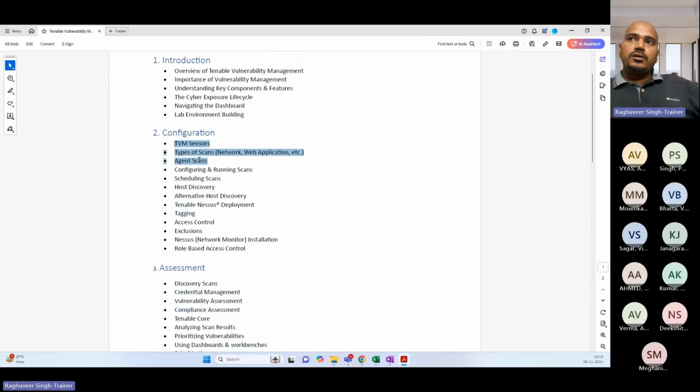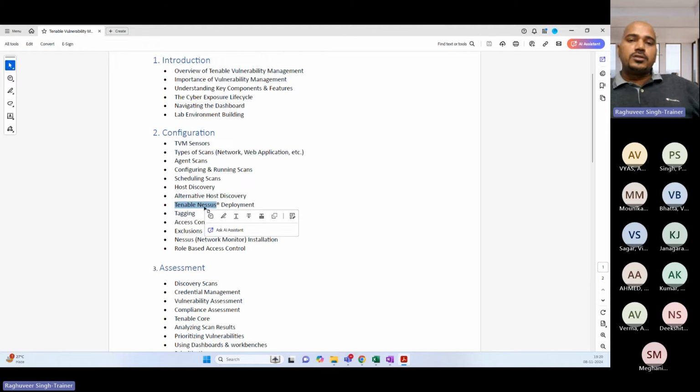So once we are done with the configuration, we will start to run these scans. We will configure and run scans. We will schedule scans. As part of scan, it will do host discovery. It will discover all the hosts and vulnerabilities on it. So we'll look at host discovery. We'll look at other discovery methods.